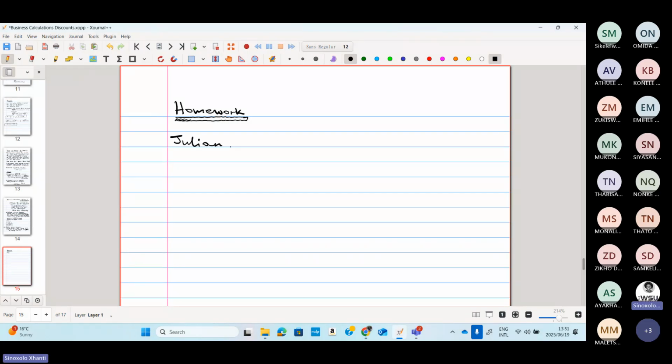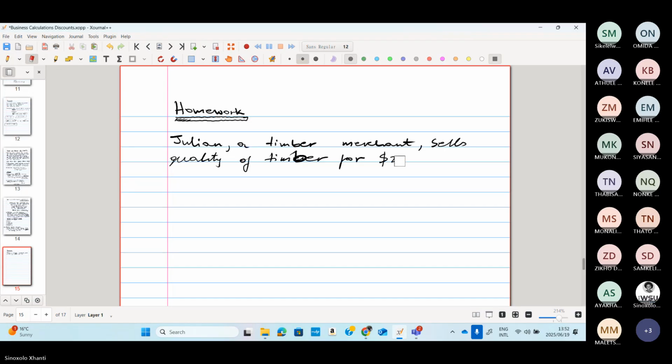Julian, a timber merchant, sells quality timber for $220, including $20 GST, to Andrea, who is a furniture manufacturer. So this 220 includes $20 of GST.